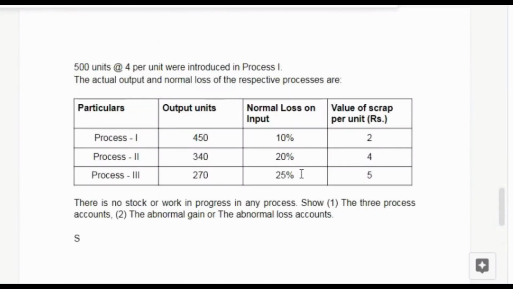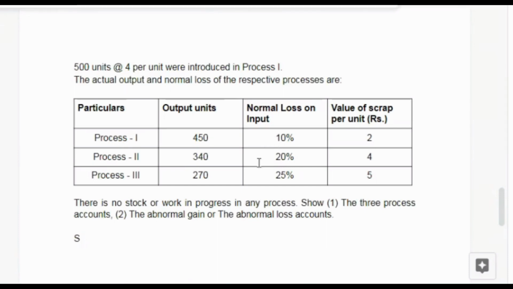things. Normal loss percentages are given, and I told you that when normal loss percentage is given in the example, then abnormal loss is possible. Means the possibility of abnormal loss or abnormal gain depends on the percentage of normal loss given. If normal loss is not there, there is no possibility of abnormal, right? Normal હોય તો જ abnormal આવશે.